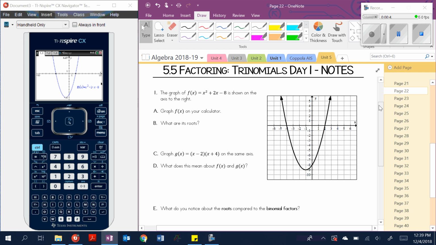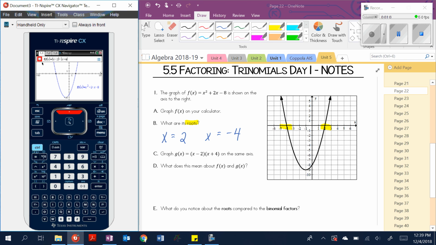We need to find out its roots, which are, if you remember from Unit 2, the x-intercepts. So bust out that highlighter and highlight those. So what are the roots? Those roots are x equals 2 and x equals negative 4. All right, so what we want to do next is we want to graph this on the same axis.